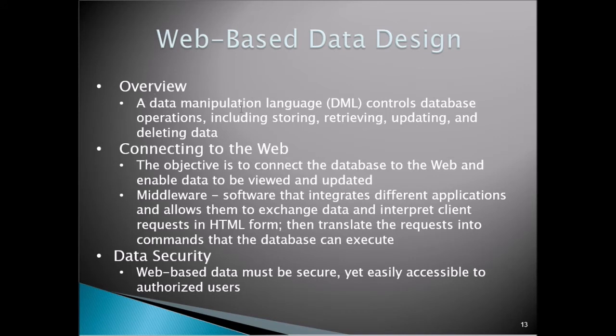Overview. A data manipulation language, or DML, controls database operations, including storing, retrieving, updating, and deleting data. Connecting to the web. The objective is to connect the database to the web and enable data to be retrieved and updated. Now, we've talked about the concept of middleware. This is software that integrates different applications and allows them to exchange data and interpret client requests in HTML form, then translate the requests into commands that the database can execute.